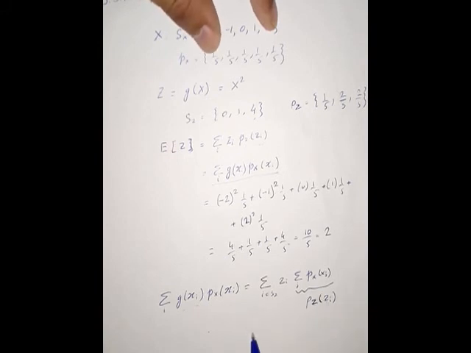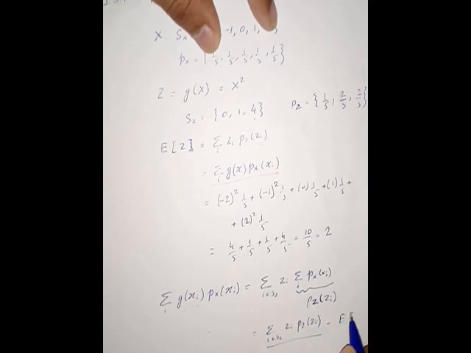So if we replace that, the sum over i belonging to the sample space of z of z_i times p_z of z_i, by definition is equal to the expected value of z. So that's the proof that the expected value of z can be found using the PMF of x.